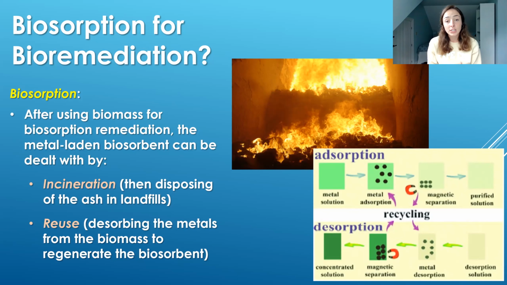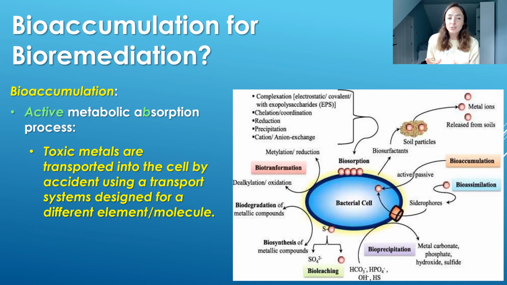And after using biomass for biosorption or remediation, the metal-laden biosorbent can be dealt with by incineration. So you can incinerate the biomass and then dispose of the ash at landfills, or you can reuse it. Like we talked about in the previous slide, you can regenerate the biomass by doing what's called desorbing. So you can desorb the metals from the biomass and then regenerate that biosorbent for another round of bioremediation.